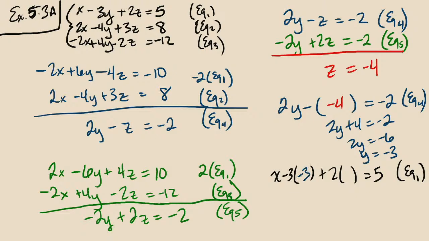Plugging in z, we know that was negative 4. And solving the remainder of the way, we get x plus 6 minus 8 equals 5. So x minus 2 equals 5. So then x must equal... Nope, I did something wrong.